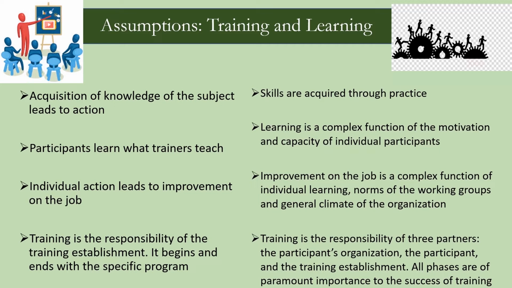Training focuses on individual action which leads to improvement of the individual on the job. In the learning approach, improvement on the job is a complex function of individual learning, norms of the working group, and the general climate of the organization. Remember the model I showed you, the little more complicated model. In training, it is the responsibility of the training establishment of the organization, and it begins and ends with the training program. Learning is different. It's the responsibility of 3 partners, the participant's organization, the participant, her or himself, and the training establishment. All phases are of paramount importance to the success of the training effort.